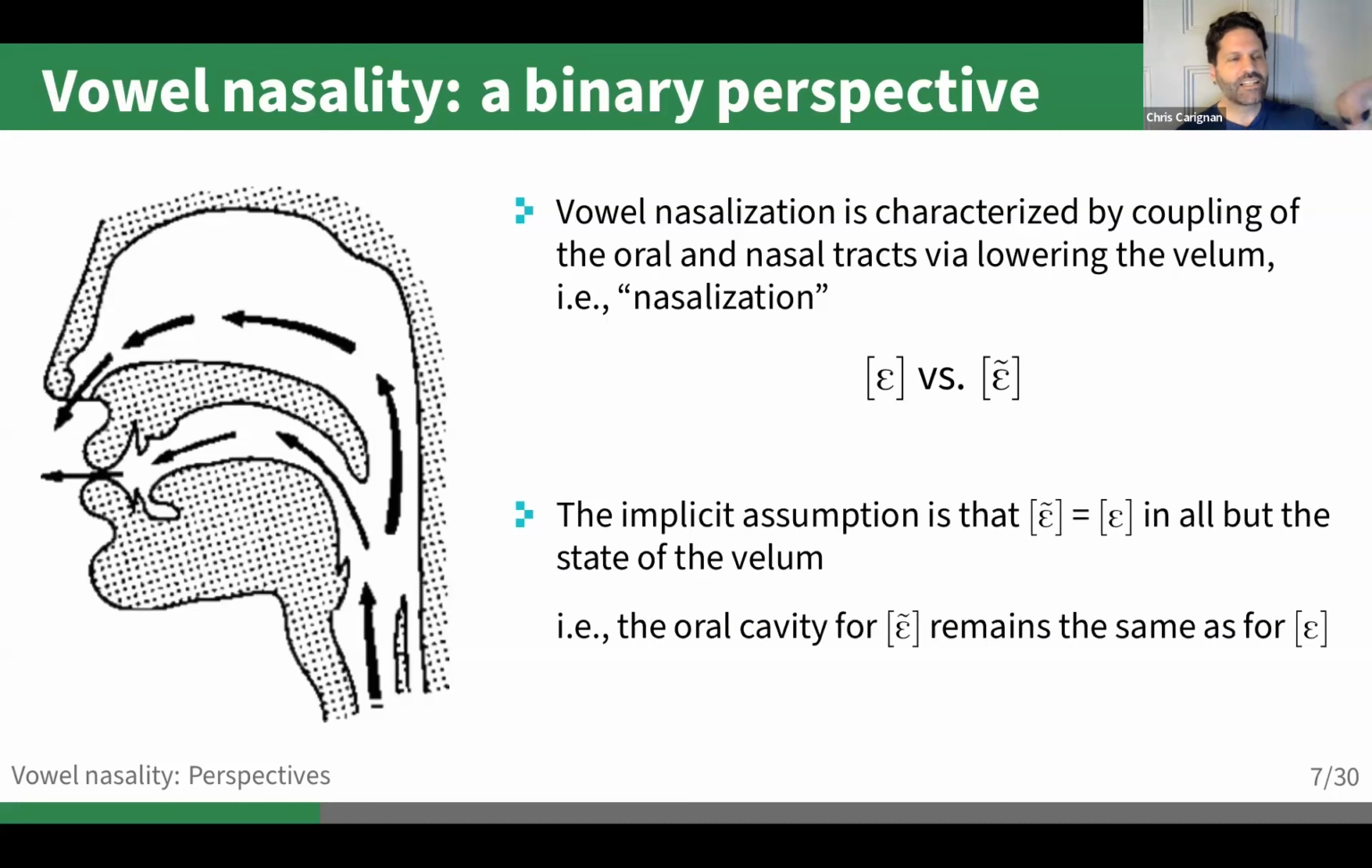But this has the implicit assumption that all the characteristics of that vowel, whatever they may be, are the exact same. So we have an epsilon here, and then we have an epsilon with a tilde over it. That still implies that everything about that vowel is the exact same in all aspects but the state of the velum. In other words, for example, the oral cavity for the nasal vowel remains the same as for the oral vowel. This is a binary perspective of what nasality is. The velum acts like a trap door and opens and closes, and that's it.